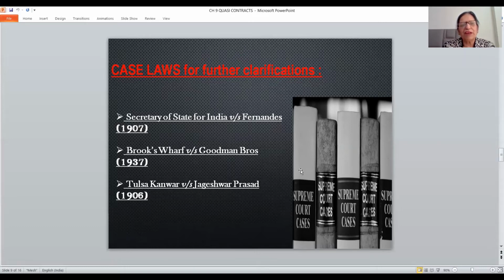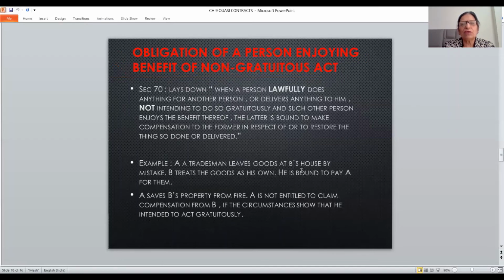Now moving ahead, friends, the next one is obligation of a person enjoying the benefit of a non-gratuitous act. What is the meaning of non-gratuitous act? Let me tell you, friends. Gratuitous is without reward or consideration, and non-gratuitous is with reward or consideration. Obligation of a person enjoying the benefit of a non-gratuitous act: the act was non-gratuitous, it was undertaken with consideration. Then any person who has got the benefit of that must pay for that.